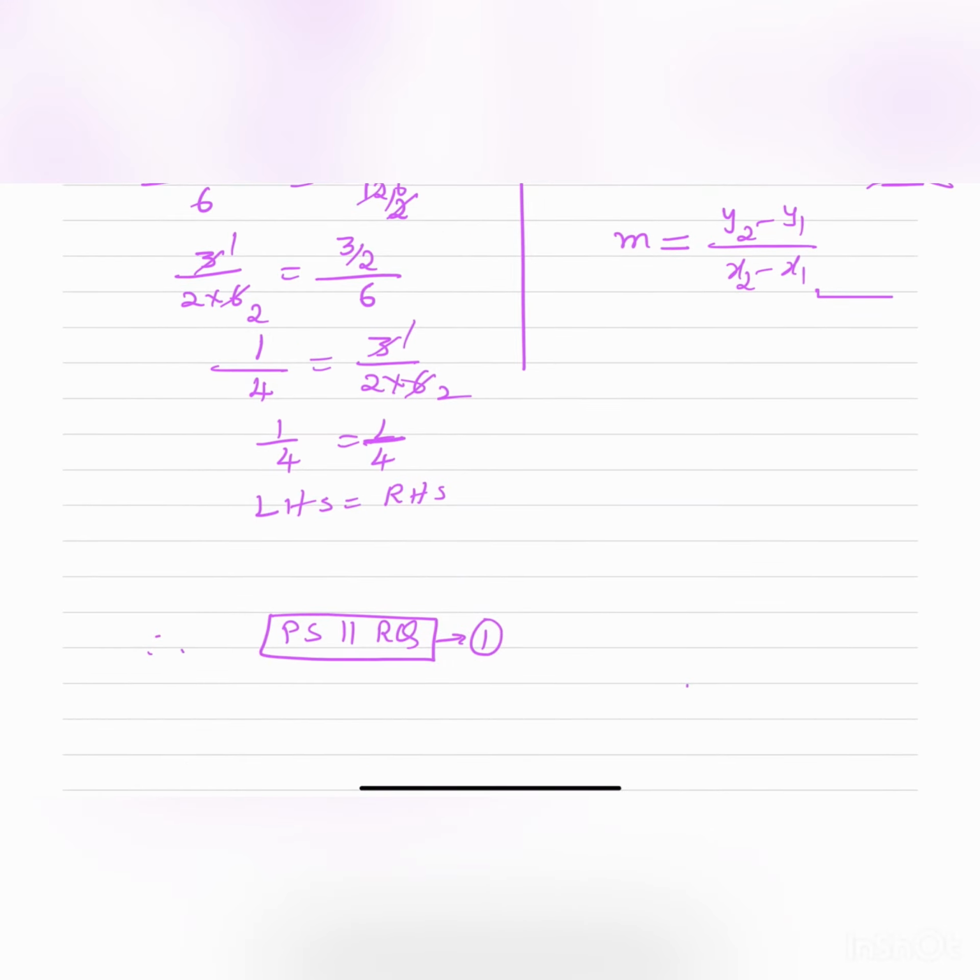Therefore, we can take it as PQ is parallel to SR. I'll take this as equation 2. So PS is parallel to RQ and PQ is parallel to SR. So from these two, from 1 and 2, we can say that PQRS is a parallelogram.